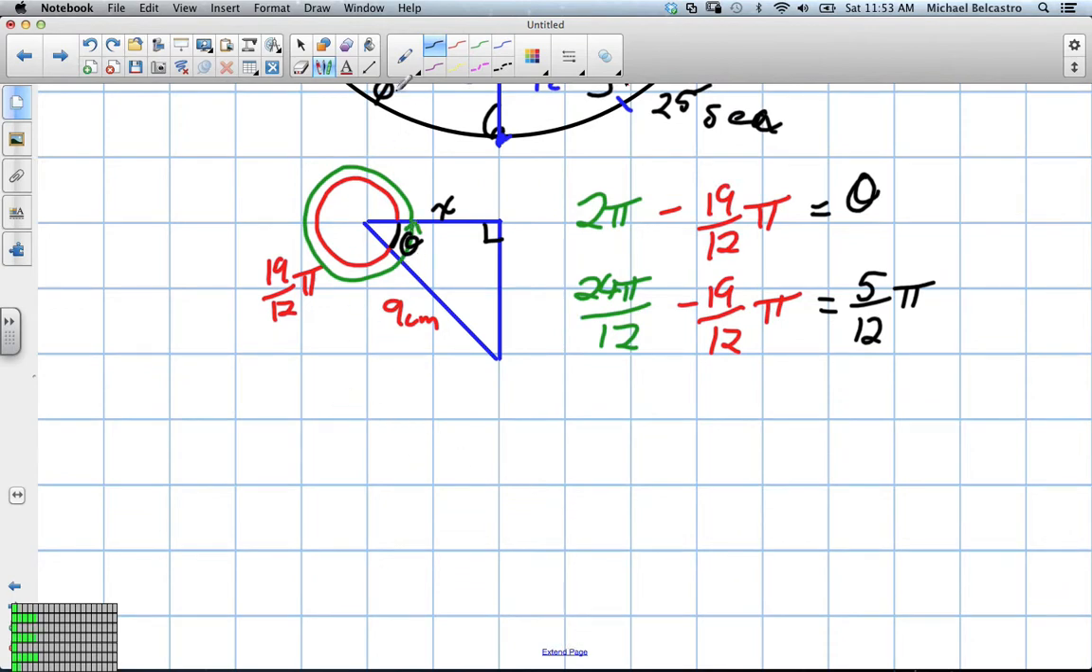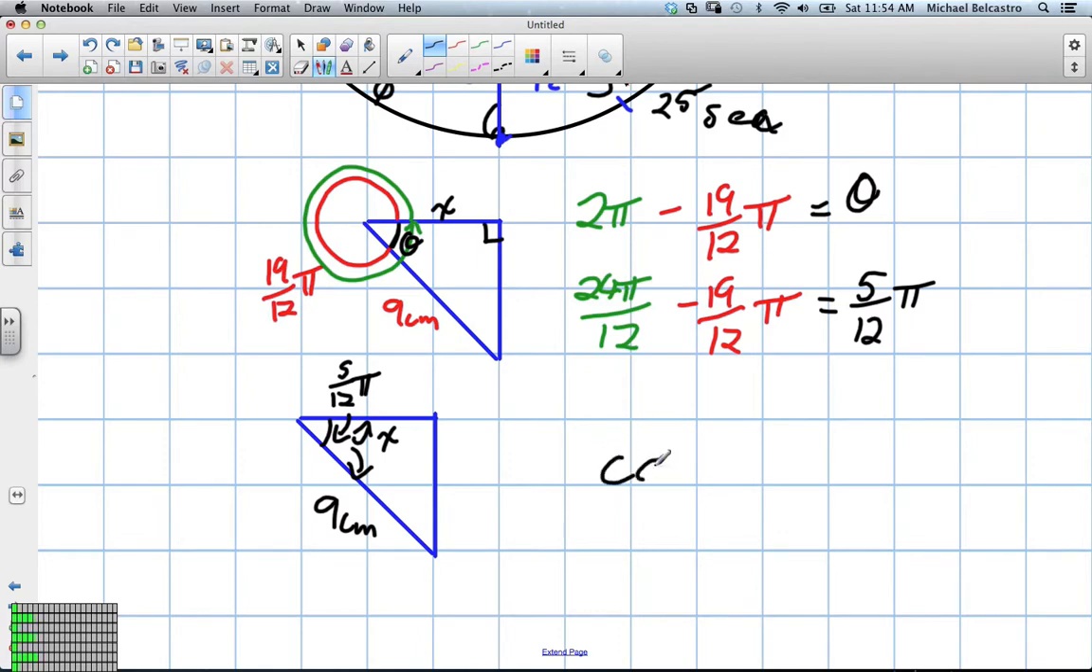So now that we have that, what we have is our triangle again. We'll redraw it. You know, it's not 100% accurate in terms of size, but this in here is 5 over 12 pi. This distance here is 9 centimeters. We need to find this. Okay, so in terms of the angle, trigonometric ratio, what do we have? Hypotenuse and adjacent. So which of the ratios are we looking for?